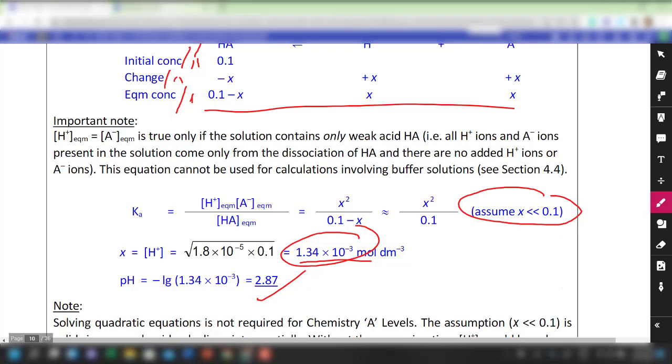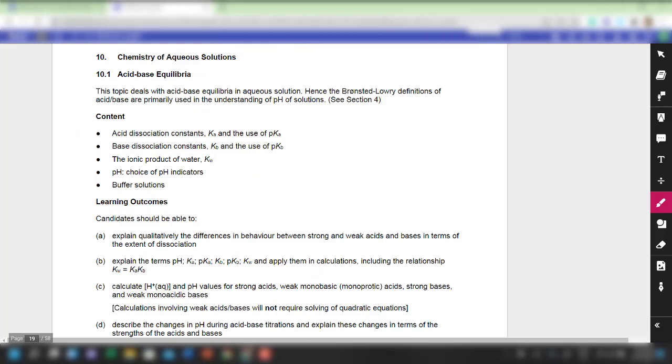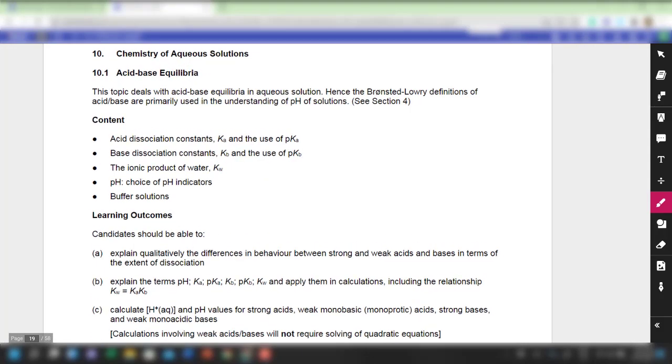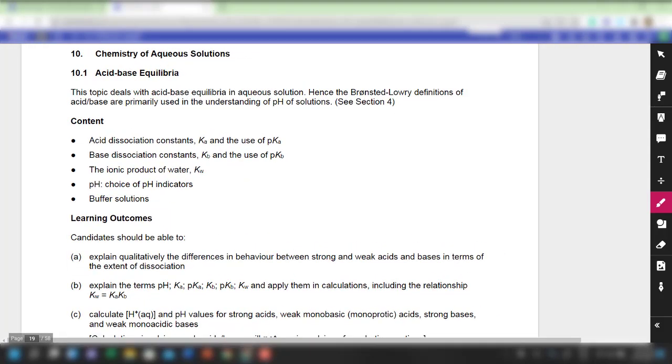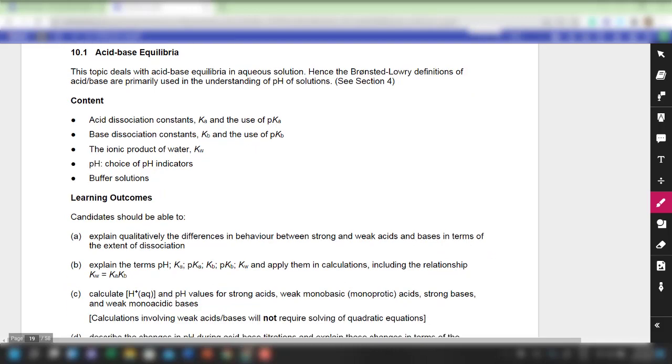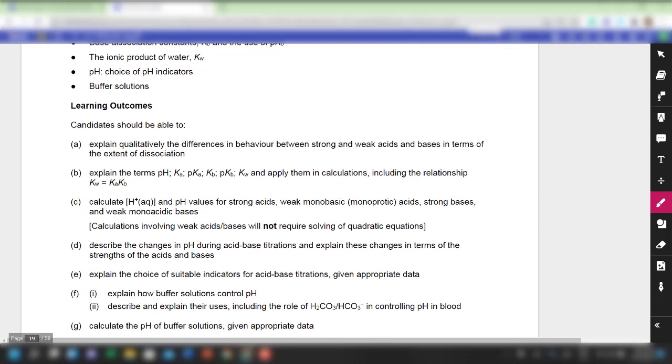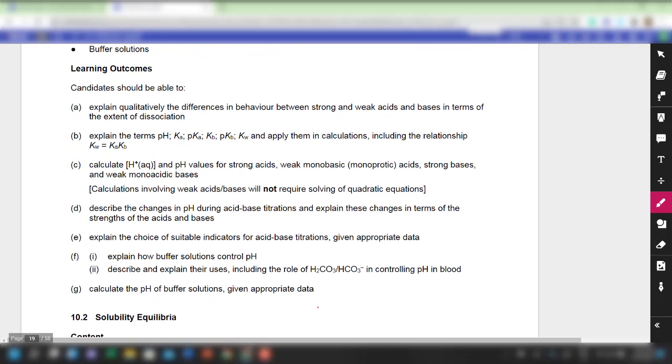So let me just show you these relevant parts in your syllabus document. Yeah, so under your syllabus document, acid-base equilibrium is under topic 10. If you scroll down under learning objective 10C, it's written over here that the calculation of H plus concentration and pH values of strong acid, weak monobasic monoprotic acids, strong bases, and weak monobasic bases. And then there's a bracket component here. It reads, calculations involving weak acids, bases will not require the solving of quadratic equation.